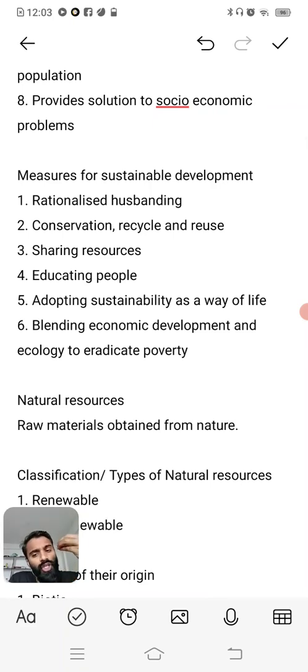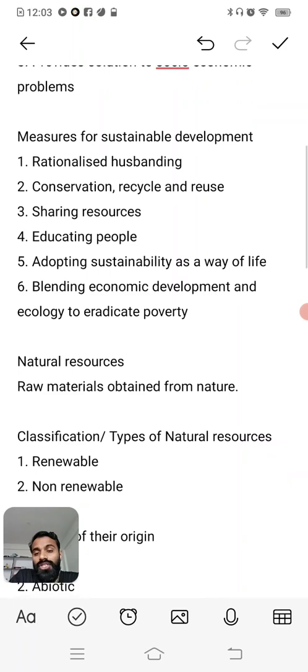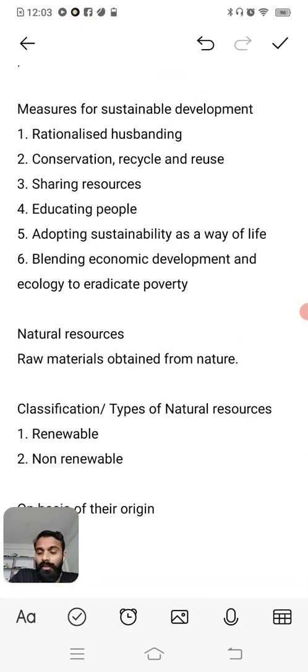That means every human being should be taught that this environment or the ecology is not only for themselves but also for the future use. So only if they come to this ideology that this environment is not only for me but also for the others, such a kind of way of life should be blended into each person's daily living. Next is blending economic development and ecology to eradicate poverty. So poverty can also be eradicated by blending economic development and ecology. So there are 6 points which come under the measures of sustainable development.